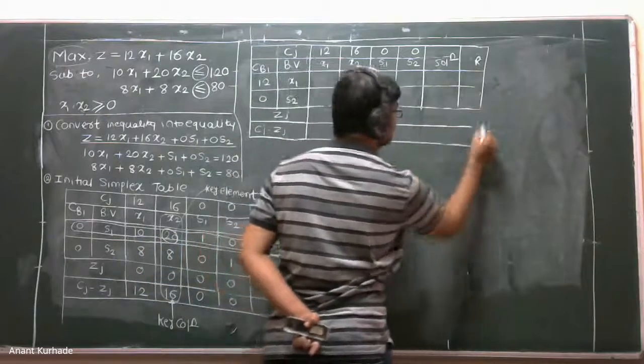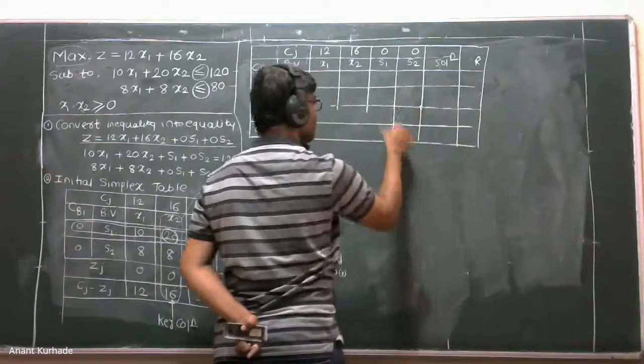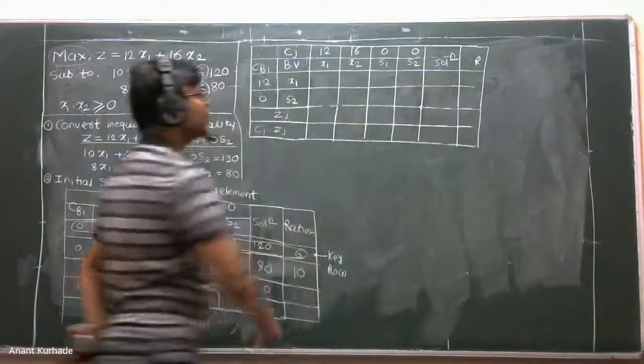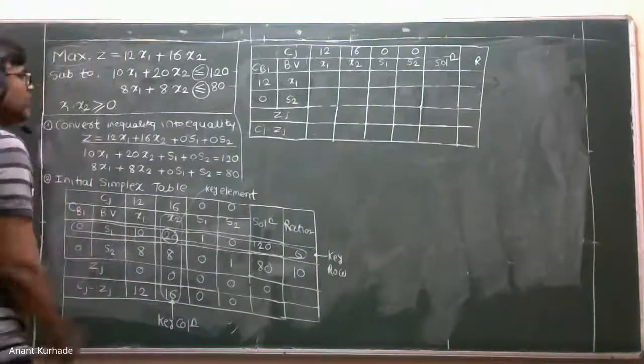For this unit test, we can have one question from this, for 10 marks. Now, you can start from which row?